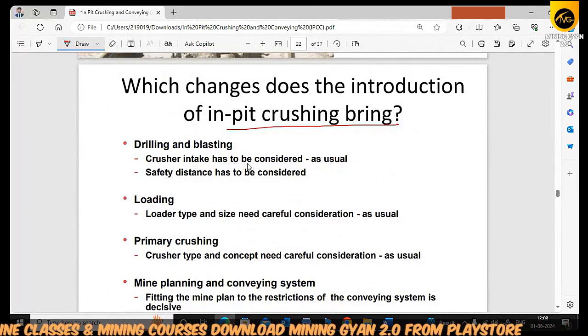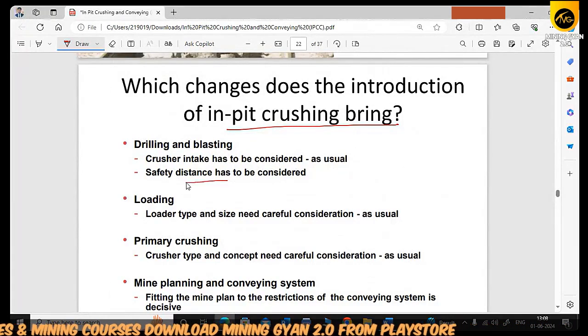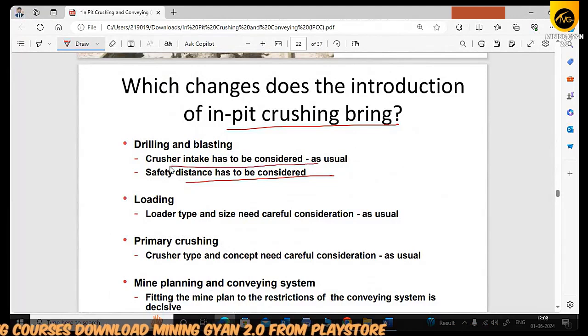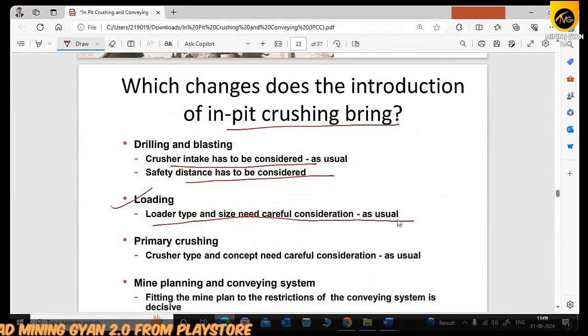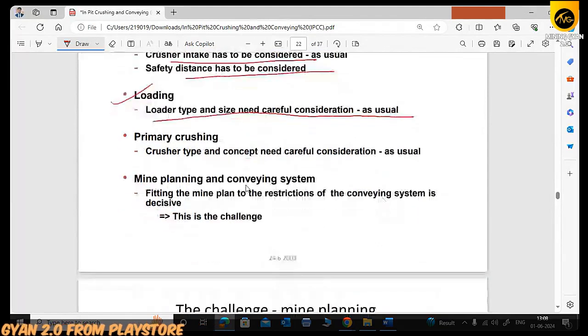Crushing intake has considerable effects; as usual, safety distance has to be maintained in drilling and blasting. Loading: loader type and size need careful consideration as usual. Primary crushing: crusher type and concept need consideration as usual. Mine planning and the conveying system are important.